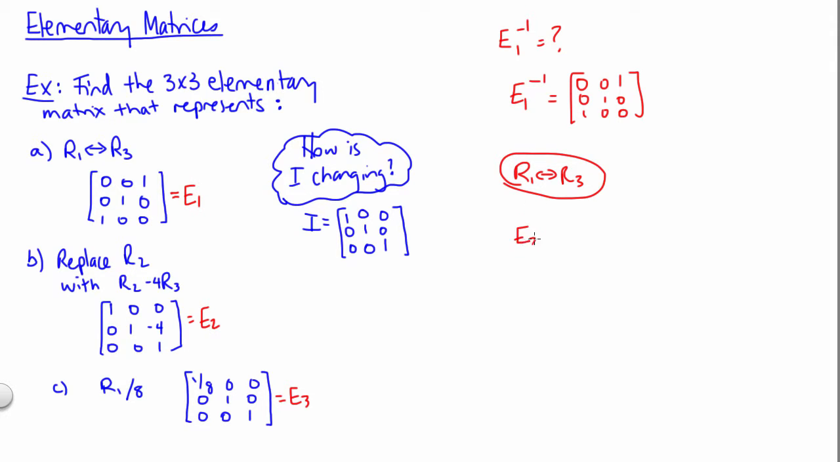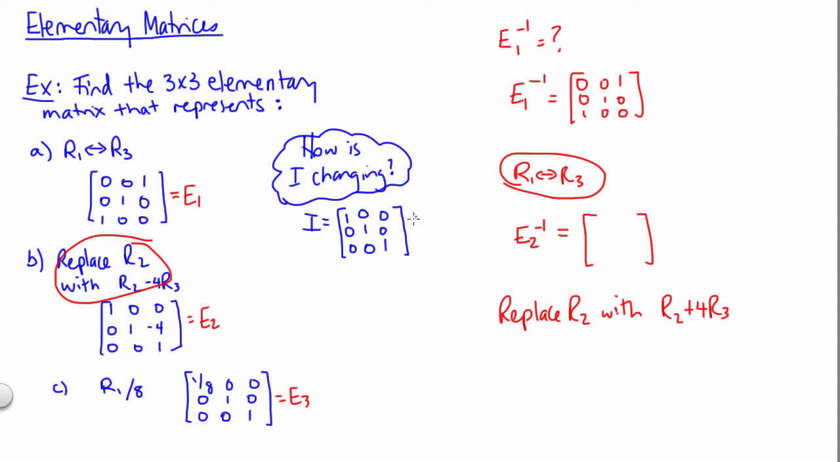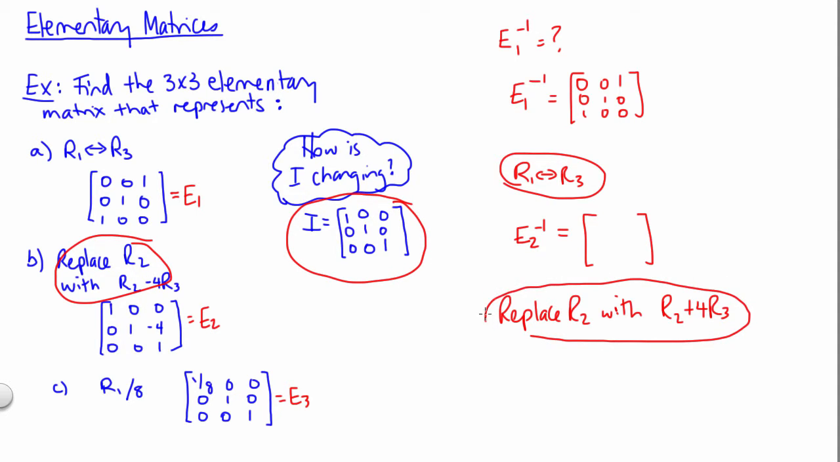Let's try E2 inverse. E2 inverse should undo the operation that E2 does. So to undo this operation here, we're going to have to replace row 2 with row 2 plus 4 row 3. That's going to undo that operation. And what that's going to look like, we can refer back to the identity matrix here and perform this operation on the identity matrix. It's going to look like this. So there we go. We found E2 inverse by thinking about it conceptually rather than actually doing the inverse calculation.